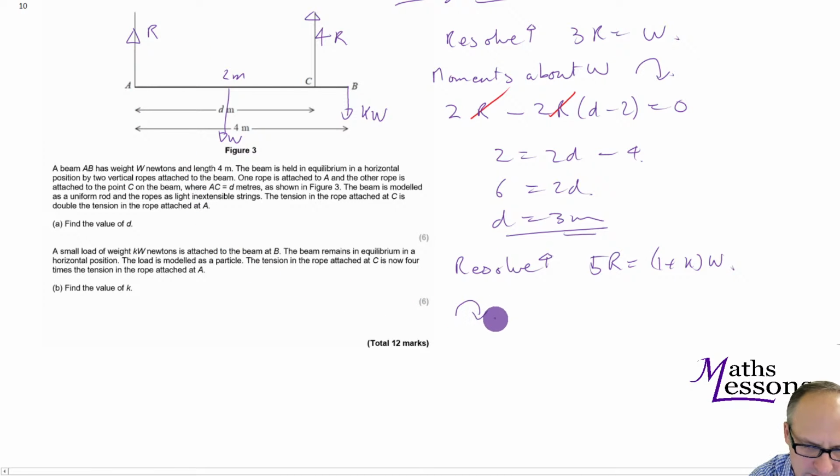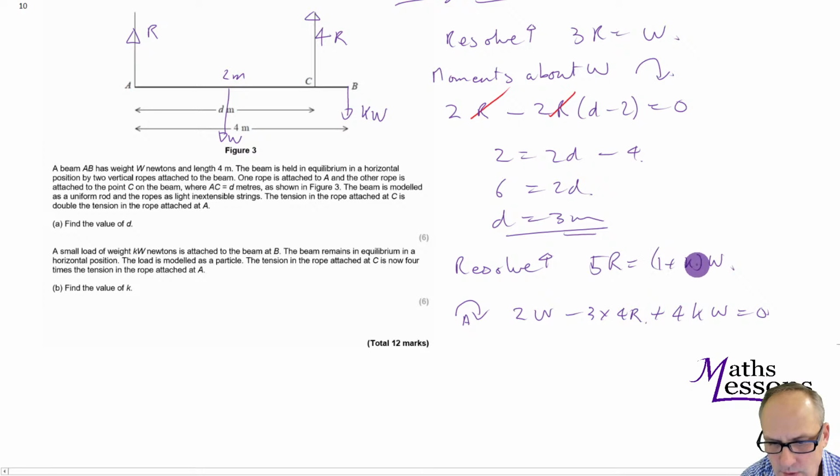So if we go about A clockwise, I'm just going to use some shorthand, clockwise about A here, we're going to have 2W going clockwise, and then we're going to have minus 3 times 4R. And then we're going to have 4 times kW going the other way, and they must add up to give us 0. Now we know that 5R must equal (1 plus k)W, so therefore R will equal all that over 5.